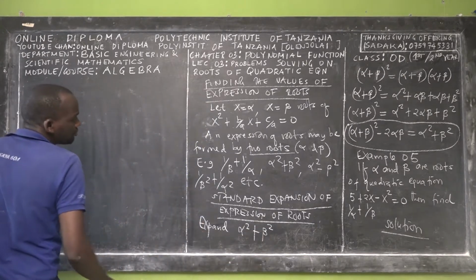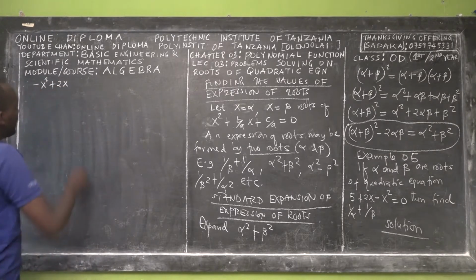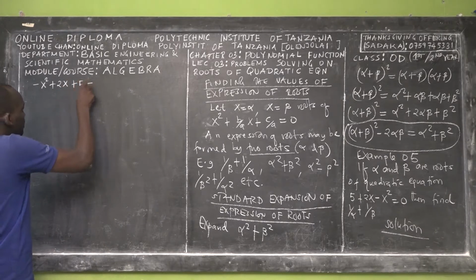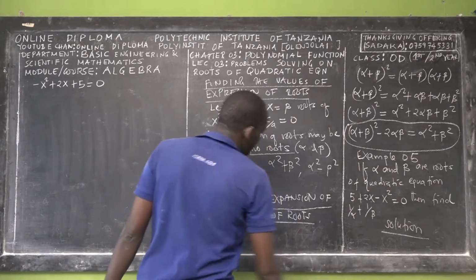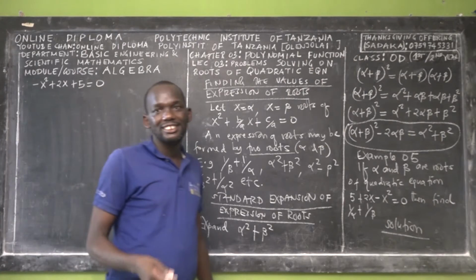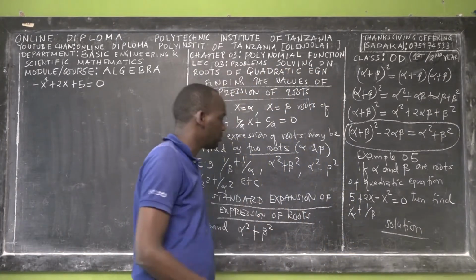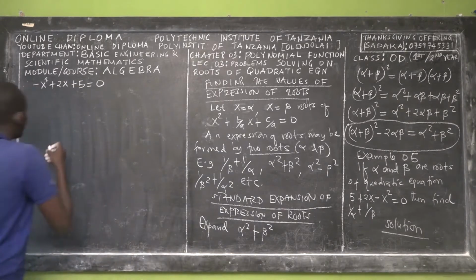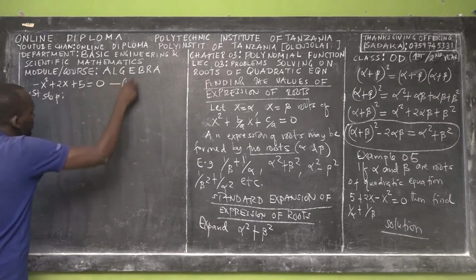Solution. So we have negative x squared plus twice x plus 5 is equal to 0. That's what we've been given. We have to find this expression. To find that expression, first of all, we have to find the sum of the roots and the product of the roots. So let us simplify this first. The first step: simplify.